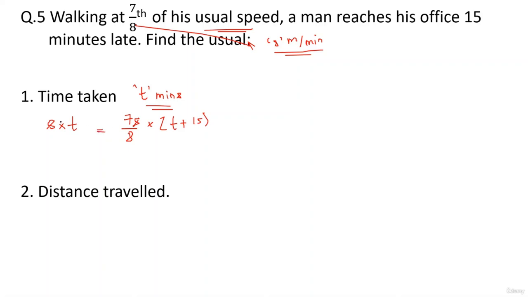So you equate the distances, s or s cancel हो जाएगा. You will get 8t equals 7t plus 105. So t is basically 105. 105 minutes. That's the usual time.